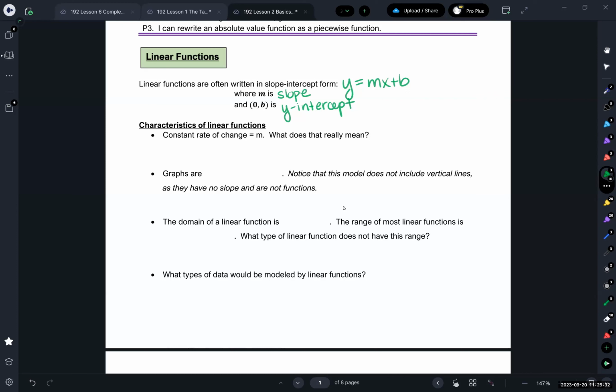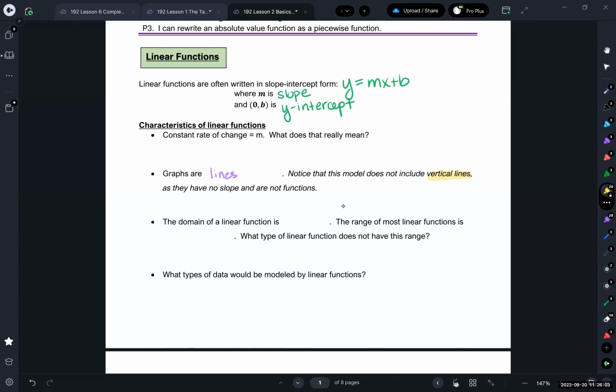But what happens when you graph a linear function? What does it look like? The graphs are lines. Now, it's really important to note we do have one kind of line that is not, in fact, a function, and that would be vertical lines. Vertical lines have no slope. They're not functions. They do not pass the vertical line test, etc. So when we talk about linear functions, we are not talking about vertical lines.